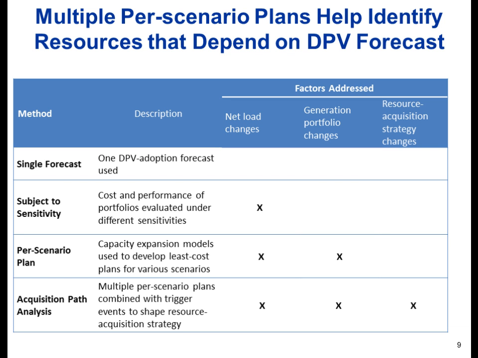Alternatively, a large number of the studies that we looked at in our sample used a capacity expansion model to develop different generation portfolios for each different scenario of DPV adoption. This approach accounts both for the changes in dispatch and for the changes in the generation resources with more or less DPV adoption. We refer to these as per scenario plans or scenario-specific plans. Finally, a few of the studies used multiple per scenario plans to help them identify trigger events that would change the timing and need for other resources identified in their plans.